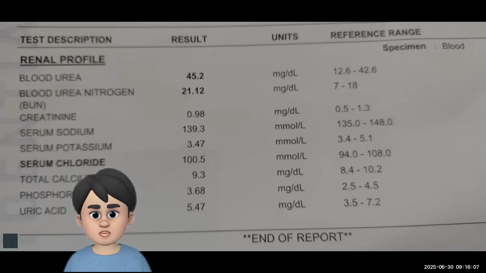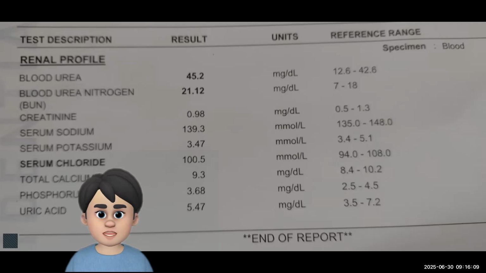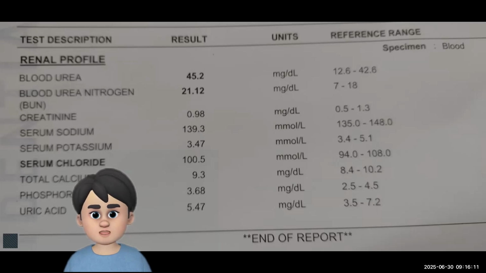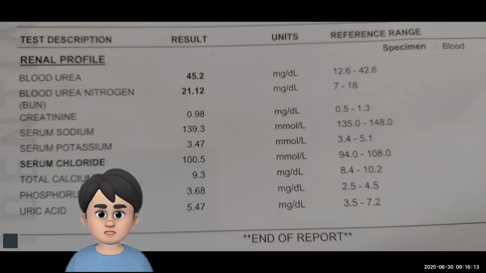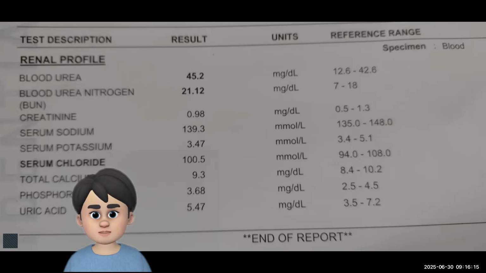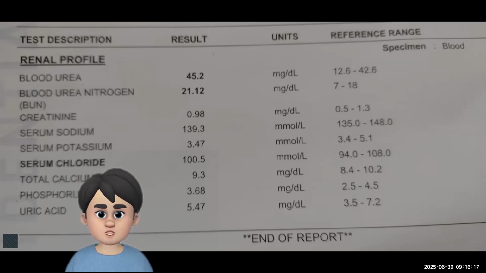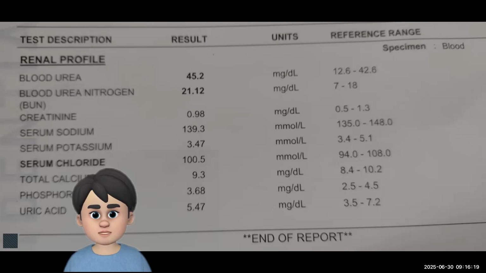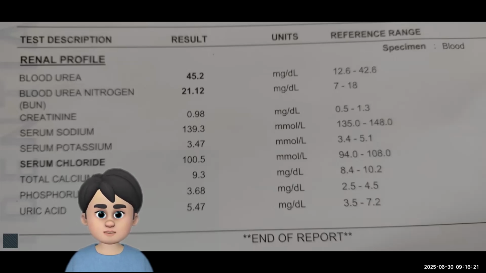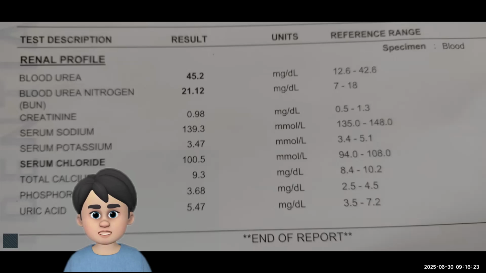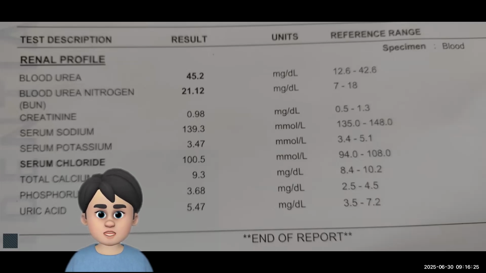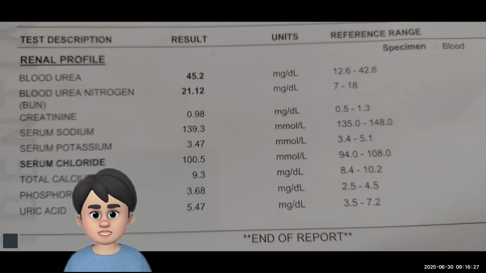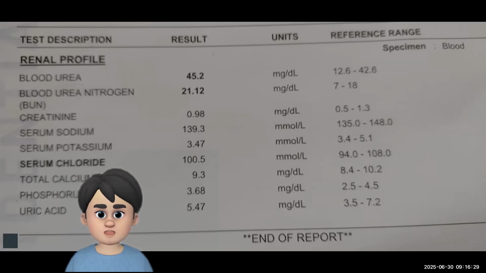So this is the typical appearance of the renal function test. This is a very recent report. A male, 54 years, admitted to the private hospital with right side colic pain. I'll explain what is colic pain, and also a low urine output, and also the patient had vomiting.